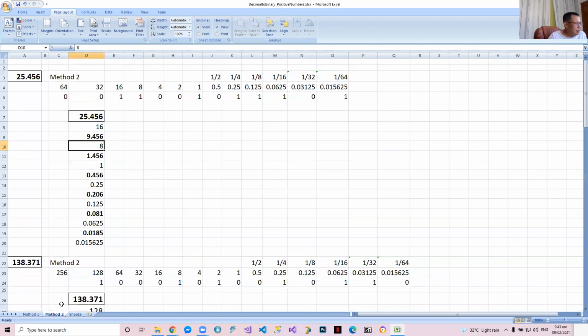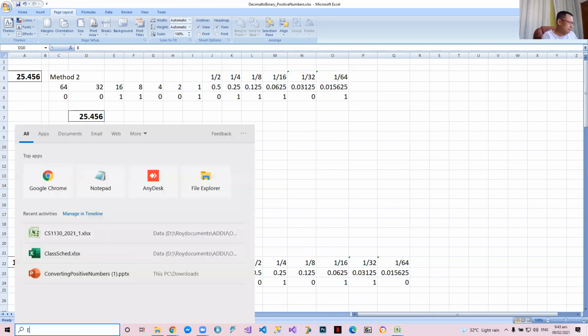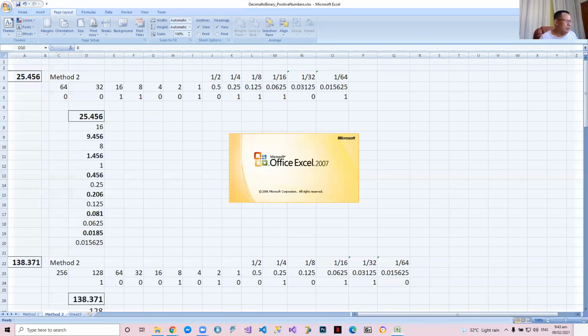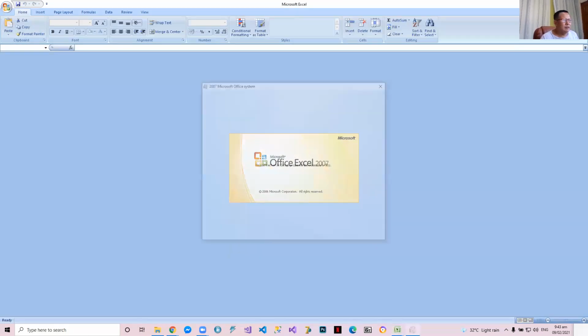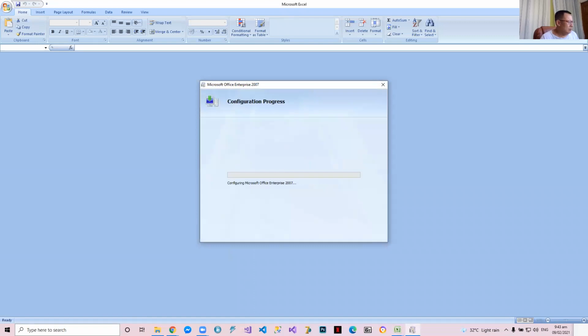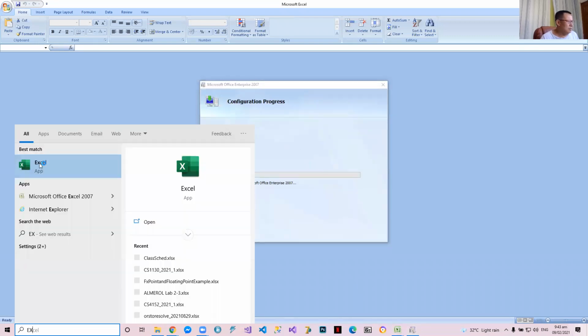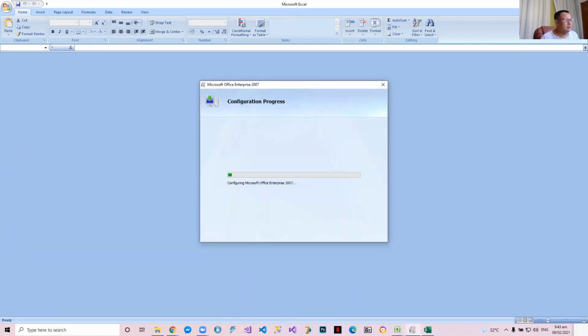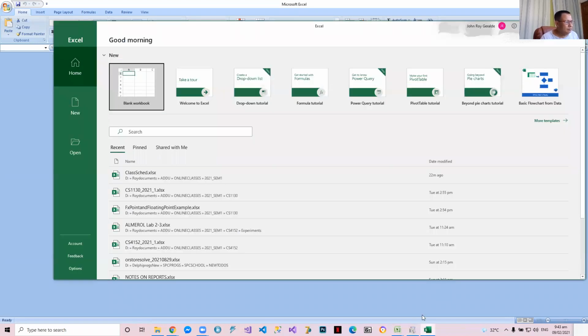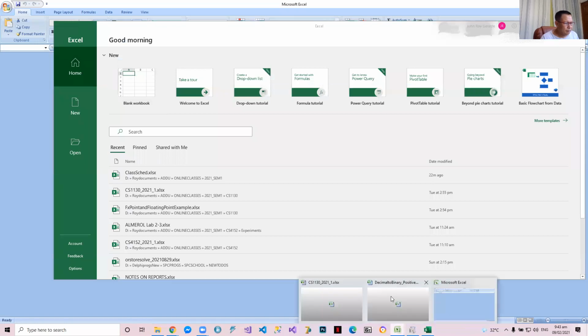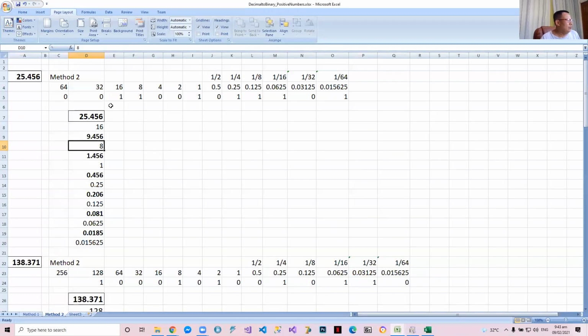Now, there's an easier way. It's called pick, mark, and subtract. I'm going to make an improvement on this anyway. This is called pick, mark, and subtract.